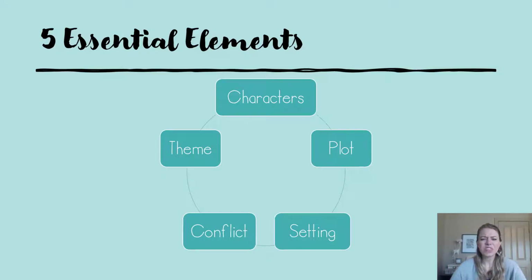All right, so I mentioned 5 essential elements. I want to give you a preview of where we're headed. The 5 elements we're going to talk about today are characters, plot, setting, conflict, and theme. We'll dive into each of these in more depth throughout the year, but today you're getting a quick overview and review of what these are.